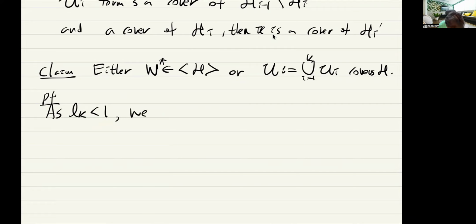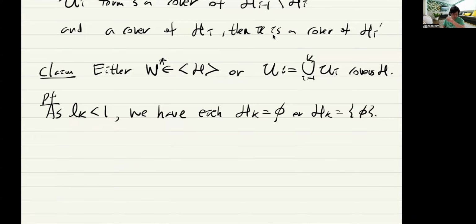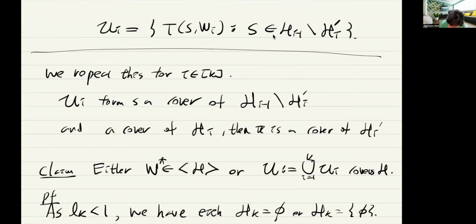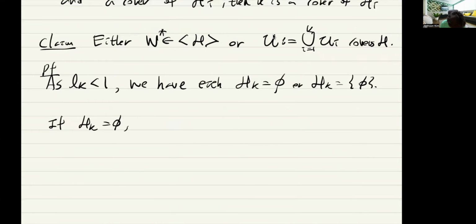And we have two cases. We either have that H_k does not contain any edge, or it may contain an edge which is empty. So this is the only possible scenario. In the former case, it's empty, which means that every edge will be kicked out. Every edge is covered by this cover.